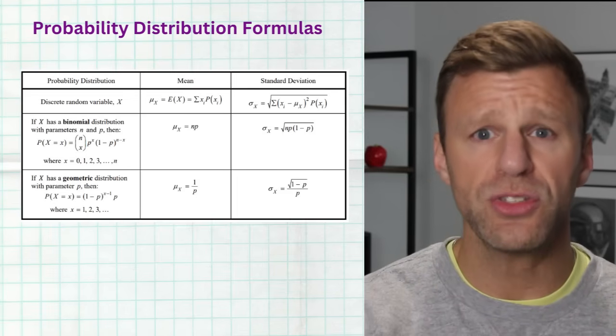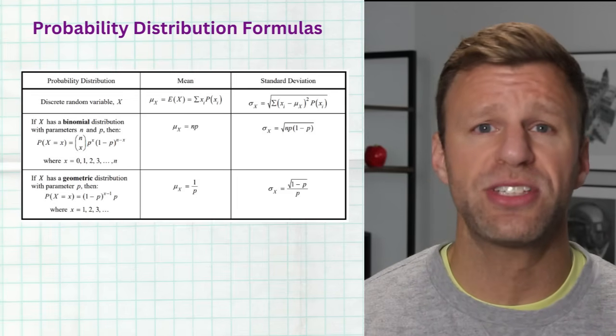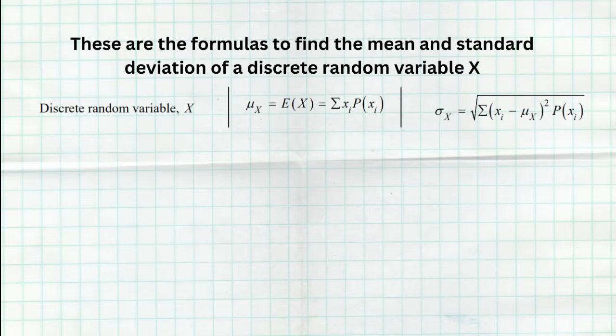All right. So the first row here is for the mean and the standard deviation of a discrete random variable. Now we have a formula for the mean, mu sub x. We have a formula for the standard deviation, sigma sub x. But I'm going to be honest, we really don't need these formulas because your calculator could do the work for you. Now the formula for the mean is quite easy.